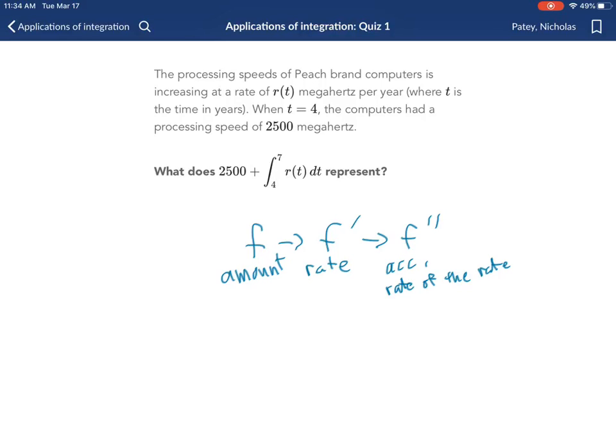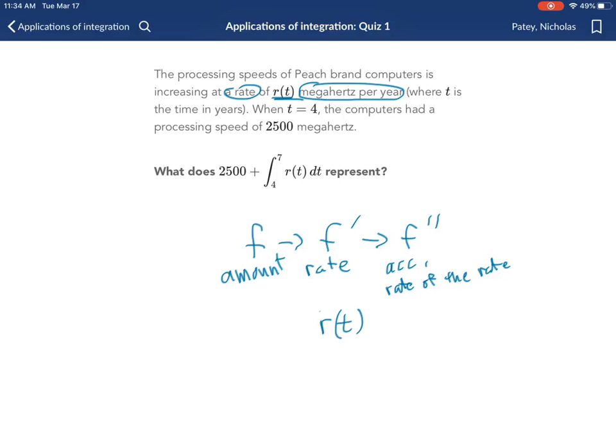I don't have my stylus, but in this problem, they give us r, and they're saying that this is a rate. Also what clues us in about r is that it gives us units. It says megahertz per year. So we know that r is a rate. It doesn't say r prime, it just says r. So r of t is our f prime right now. Okay, that's our f prime.